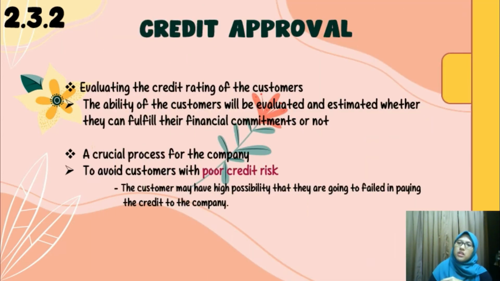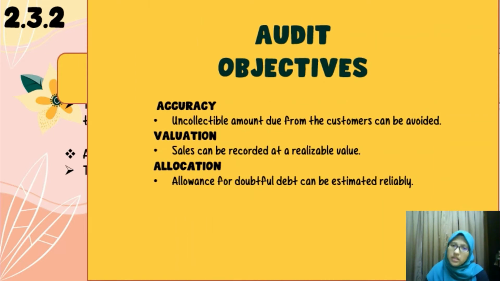Next, we talk about the audit objective. For this process, there are 3 audit objectives, which are accuracy, valuation, and allocation. For accuracy, uncollectible amounts due from the customer can be avoided. Valuation makes sure that the sales can be recorded at a realizable value. And for allocation, they make sure that the allowance for doubtful debt can be estimated reliably.